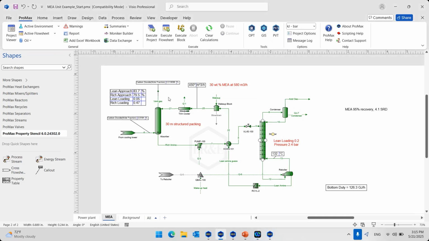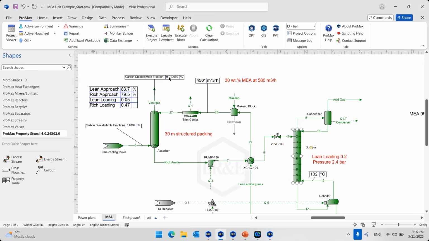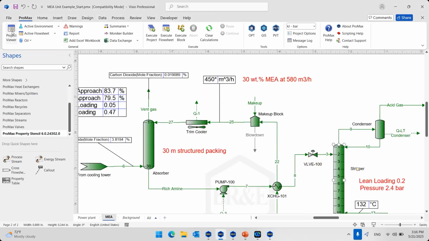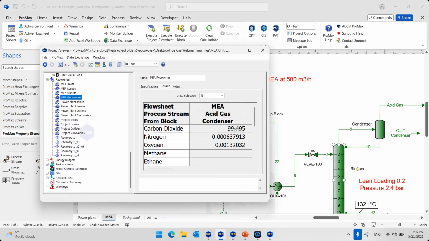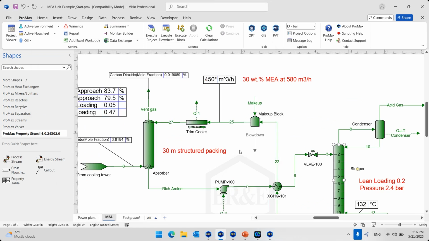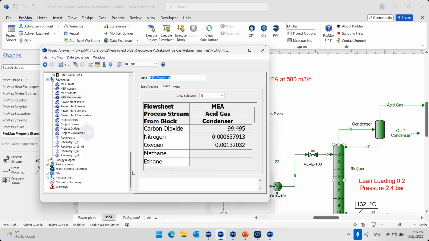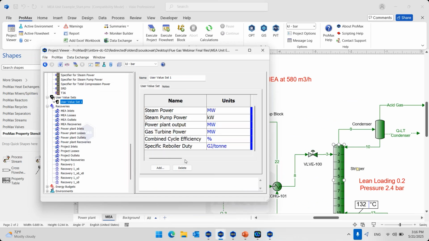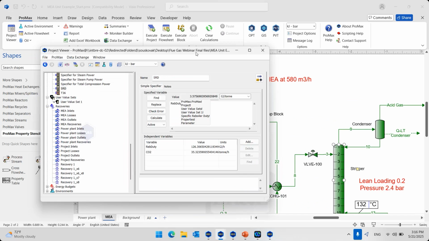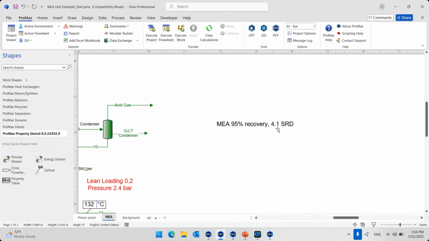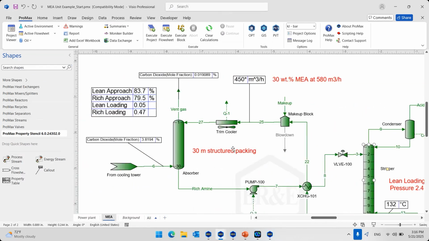I'm able to get to a much lower CO2 concentration. So let's actually have a look at what was, remember before we had 95% recovery? Let's see. Right now it's 99.5% recovery, so very high recovery. And our SRD right now is, all right, 3.6. So comparing to what we had before, we went to a higher recovery and lower SRD just by changing the solvent. Now, this column was before 30 meters.